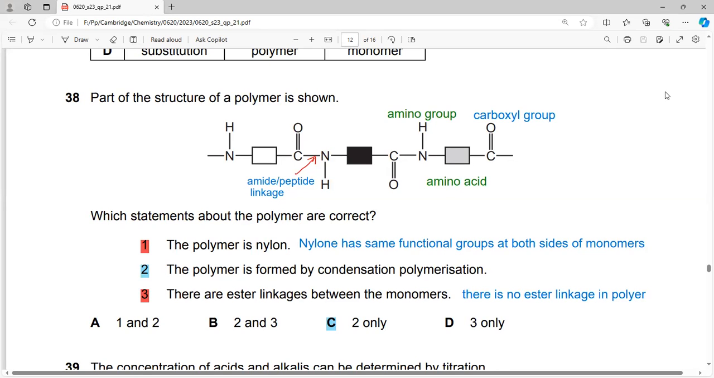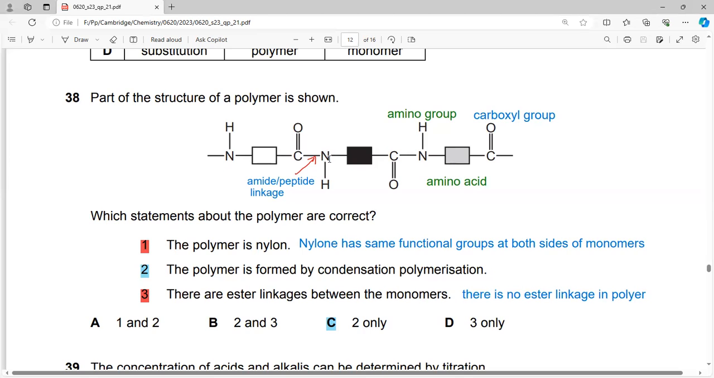The part of the structure of the polymer is shown there. So here, this molecule also produces the result of a polymerization reaction. You can see that here we have a central atom and a central molecule, and it has on one side the functional group carboxyl, and on the second side an amino group. So overall, this molecule is an amino acid, and this amino acid is combining with another amino acid by a bond.